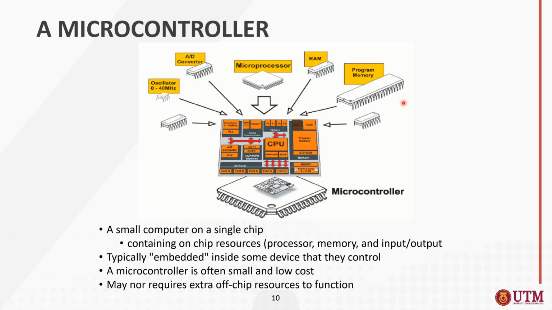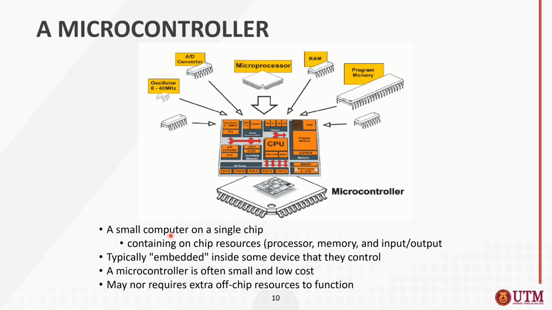Alright, so next is the microcontroller. Previously I already mentioned the microprocessor, where the microprocessor is separated from the RAM, from the memory, from the converter, and from the other components that require your CPU or microprocessor to operate. But the microcontroller incorporates everything, the microprocessor, the analog to digital converter, the oscillator, the RAM, the program memory, inside only one chip. Okay, so that is the difference between micro C and micro P, right?